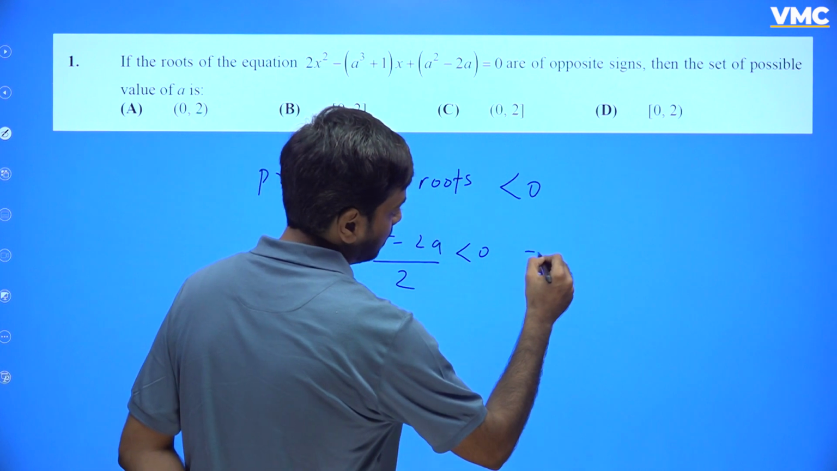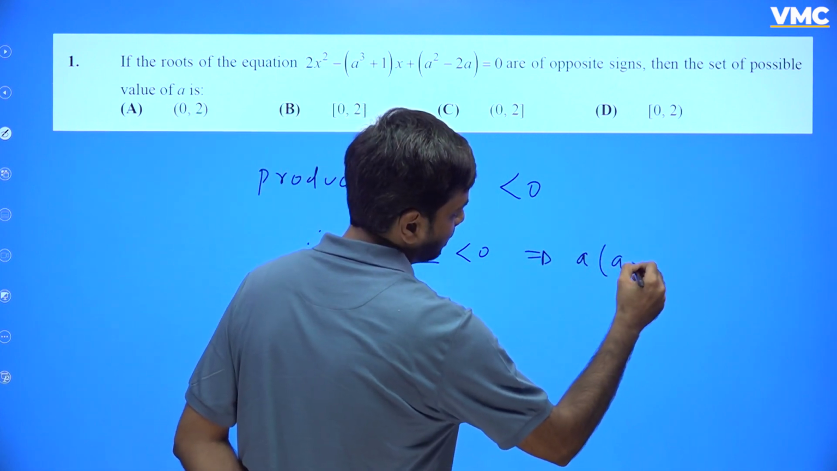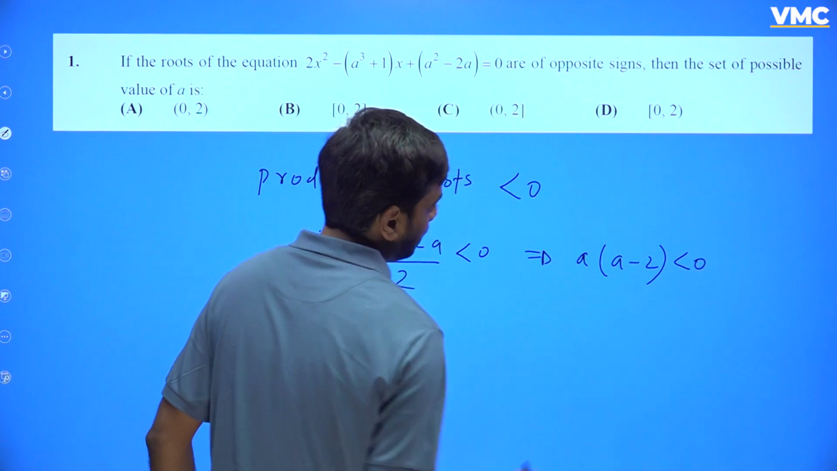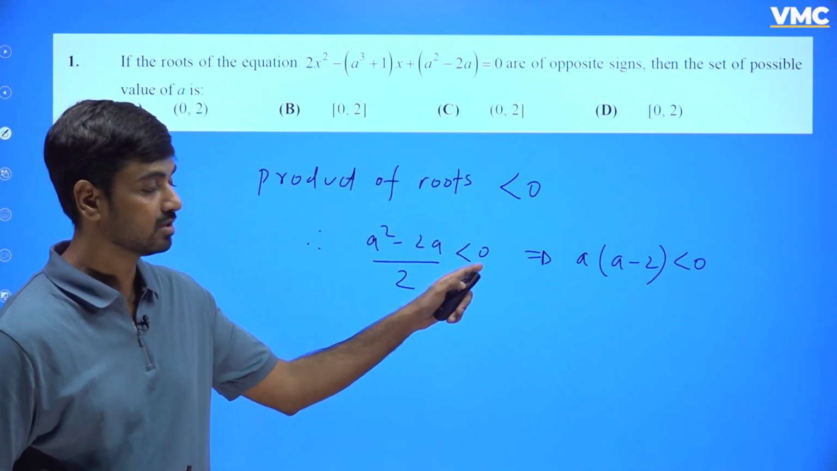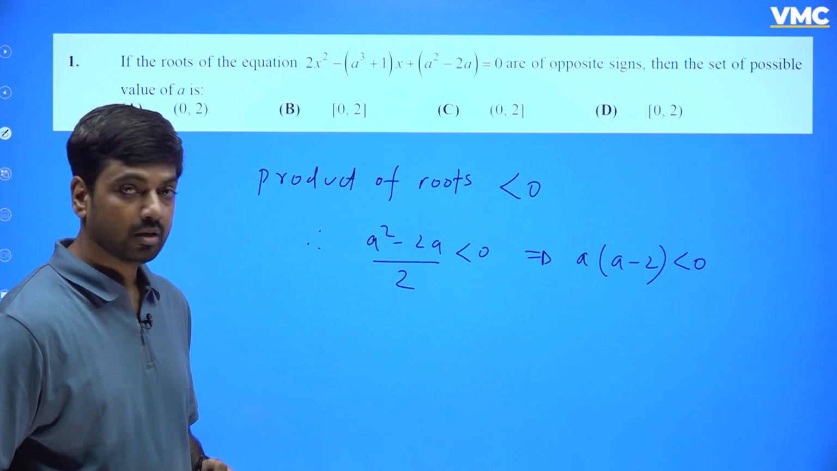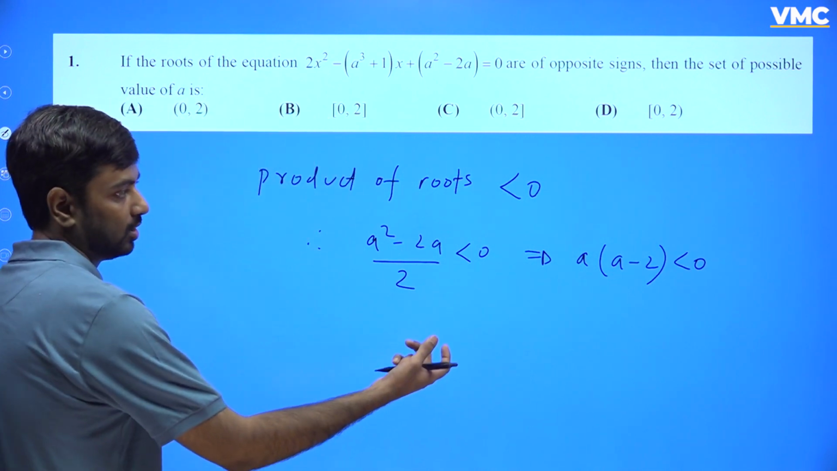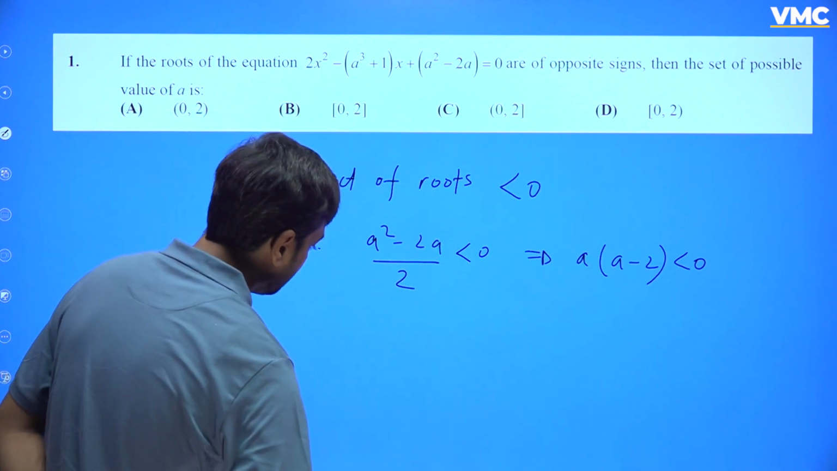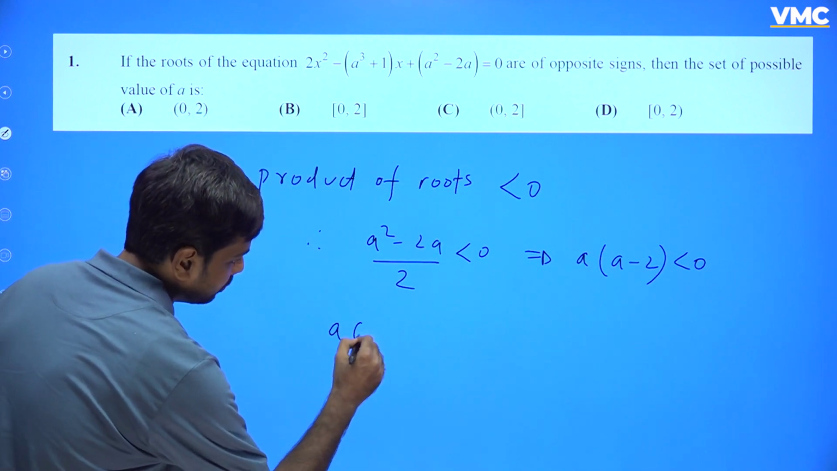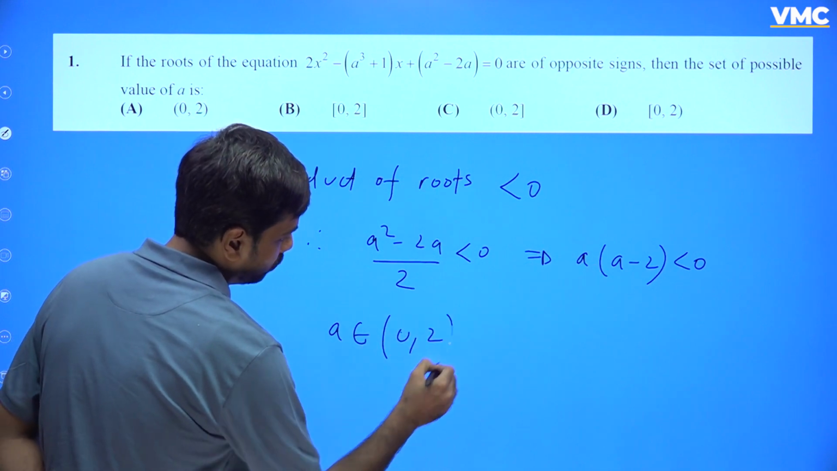We have to just take a common from the numerator. We are left with a into (a minus 2) less than 0. Now this 2 will go to the right hand side and get multiplied with 0, so 0 into 2 is 0. Now you can easily answer. If you want to plot this on the number line and find out by using the wavy curve, that's also fine. But I'm writing down the direct solution. So the solution for this inequality is a belongs to (0, 2).